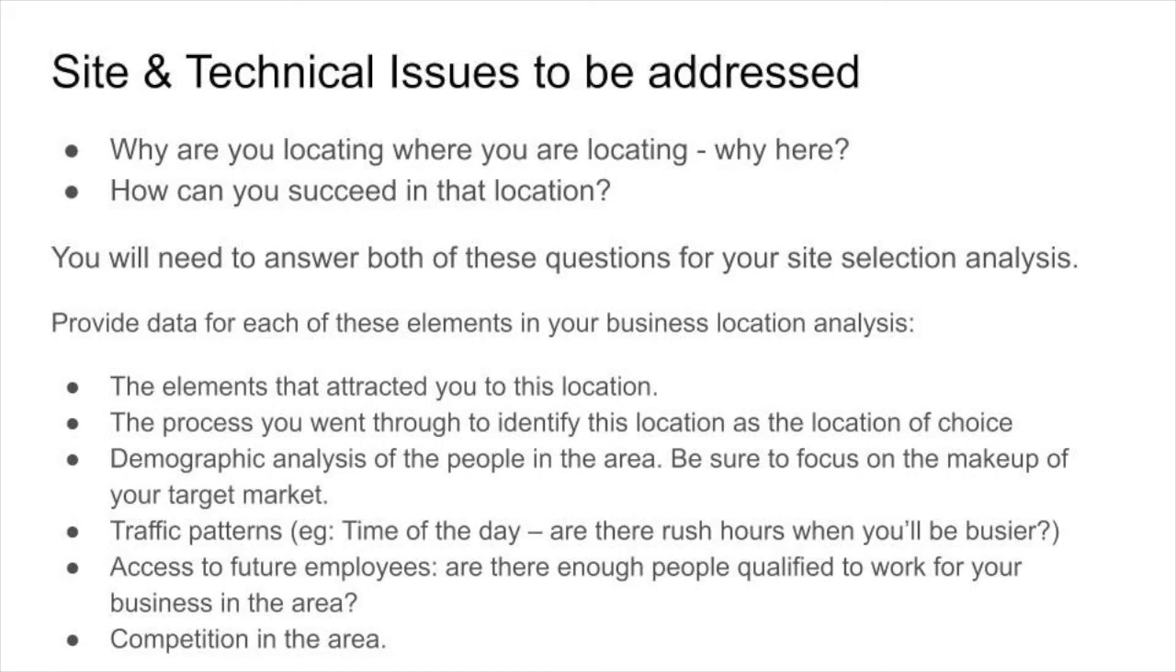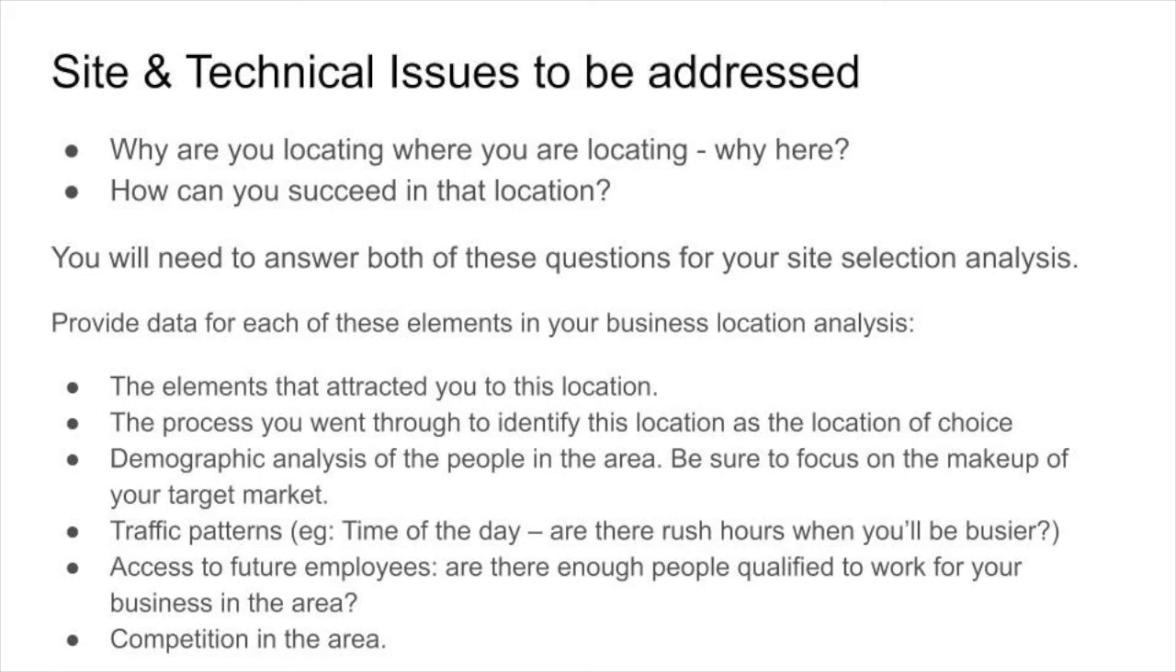Demographic analysis. We talked about in the market research module how demographics play in. Do you have people of the right age and the right gender and the right lifestyle and the right income in order to buy your products where you're selling it? And you also want to ask yourself, what's the competition? What's the nature of the competitive environment in the region that you're in? So those are important considerations that you want to have in your business plan.